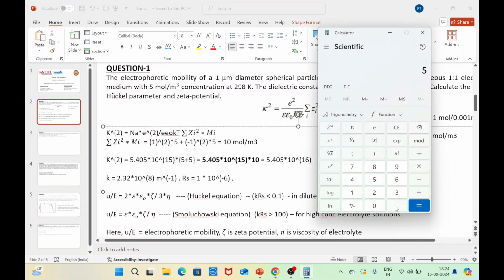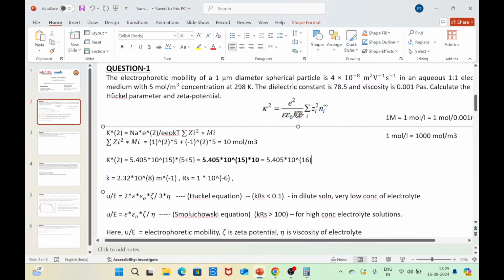So 5.405, square root of this will be 2.32 times 10 power 8 meter power minus 1. So for kappa square it will be meter power minus 2, so kappa will be meter power minus 1.